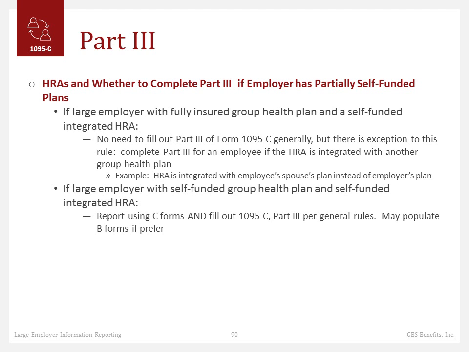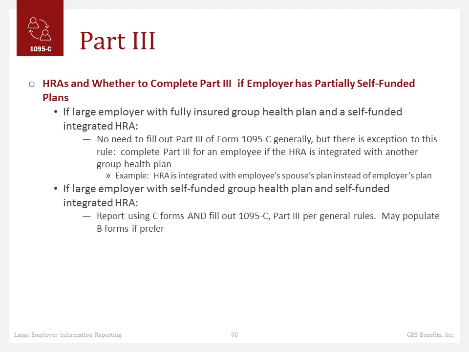Okay. Another complication that's come up is how to deal with HRAs and whether to complete Part 3. That's come up mostly where somebody has a fully insured group health plan but has a self-funded HRA. If a large employer has a fully insured group health plan and a self-funded integrated HRA, what do we have to do? Because we technically have a self-funded plan, do we have to fill out Part 3? The answer was different a little while ago, but with the final instructions, they changed it so that you now do not need to fill out Part 3 if you are in this situation.